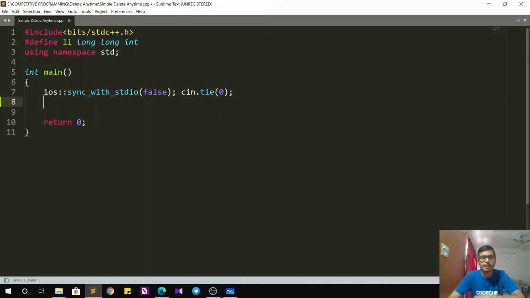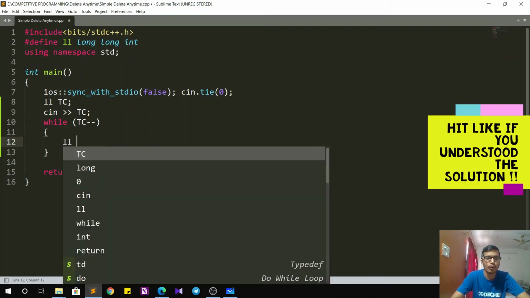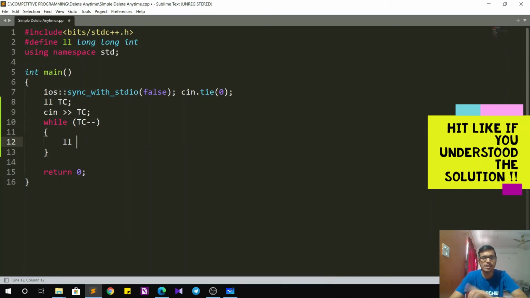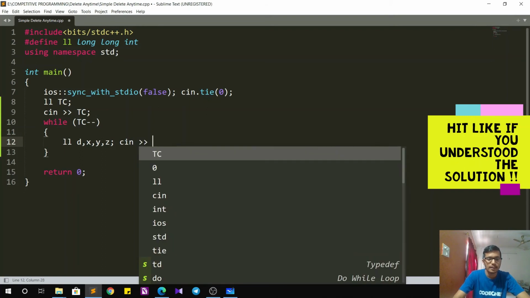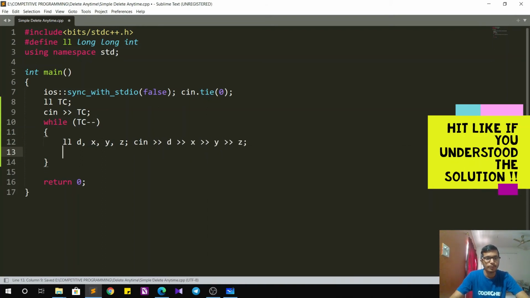The implementation begins by taking the input for number of test cases. Then for each test case, we have to take 4 integer numbers, that is D, X, Y and Z. So let me just create these variables and then I'll take their input as well. Once we have taken the input, we have to output the maximum of 2 strategies. So I'm just going to write in a single line cout max.